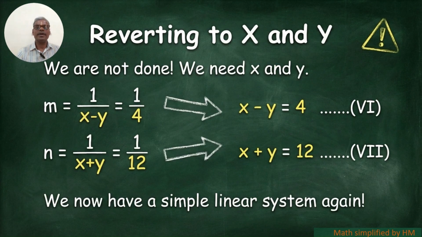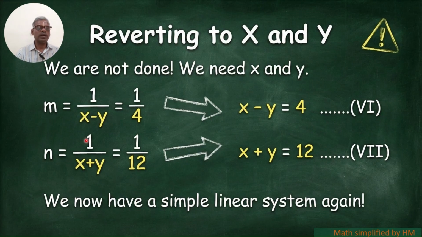Now don't stop here. We have to find the values for x and y. So now we will equate these values to x and y. We have m is equal to 1 upon x minus y, which is equal to 1 upon 4. This gives us a simple equation, x minus y is equal to 4. Let us name it as 6.